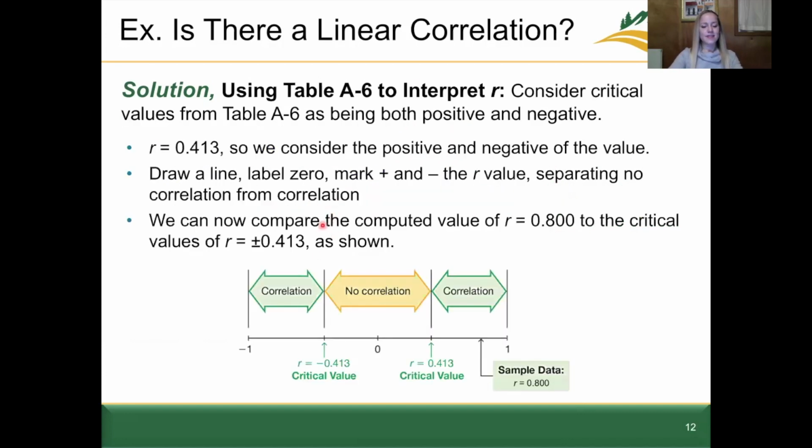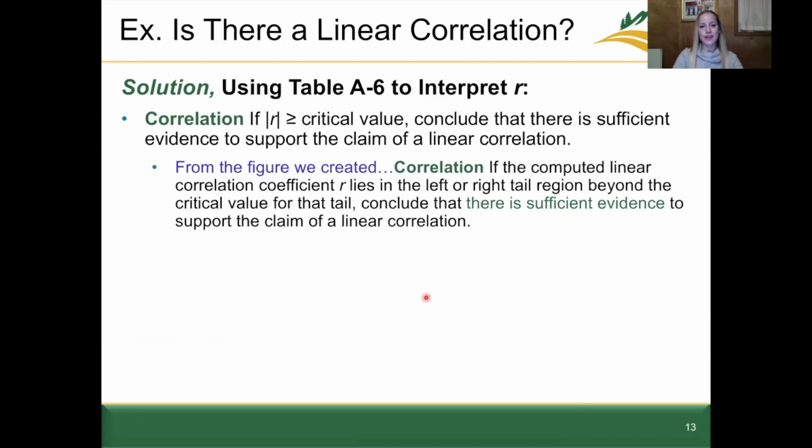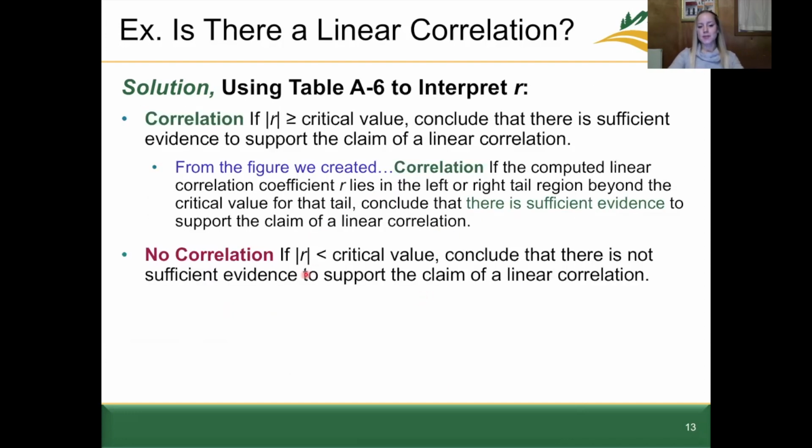Again, it's easier to look at a picture like this. So here's correlation on this tail. Then we also have correlation in this tail. Then alternatively, if the absolute value of R is less than our critical value, we conclude that there is not sufficient evidence to support the claim of a linear correlation.